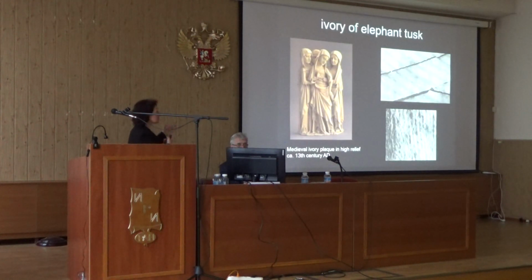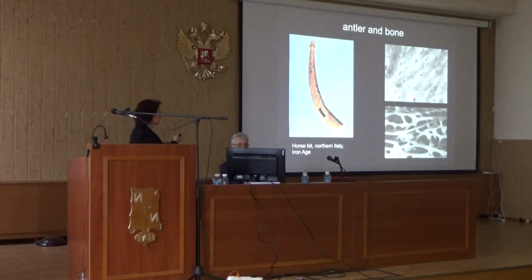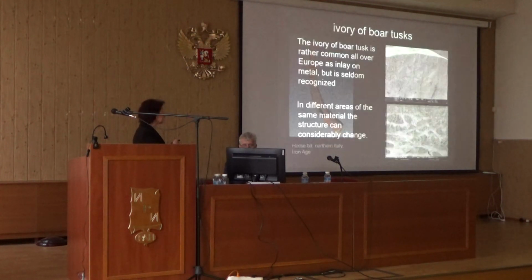But it is useful to know about the structure of elephant ivory, antler, and bone. This is quite an interesting piece here. It is a horse pit found in northern Italy, in the east, where I come from, Trieste, that area. It is dated to the early Iron Age, and I wanted to show it to you because it is found in Russia as well, and in Moldavia, in Romania, in Hungary, and so on. And it is antler in this case.